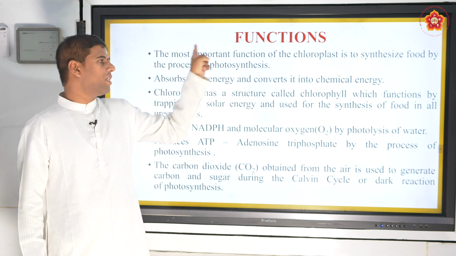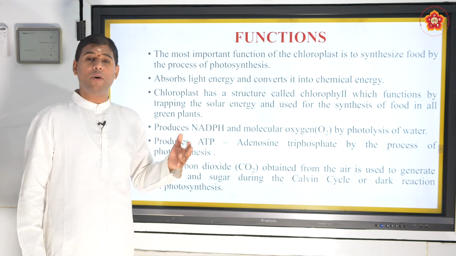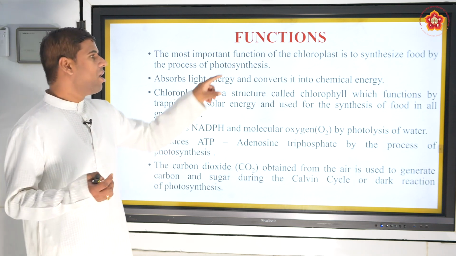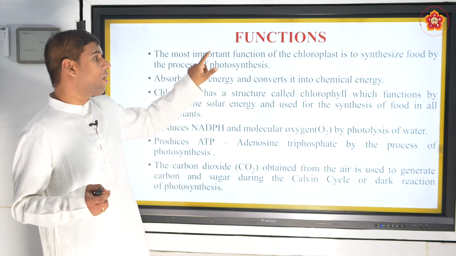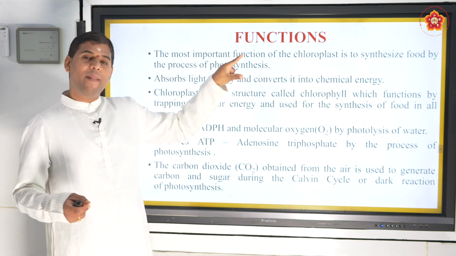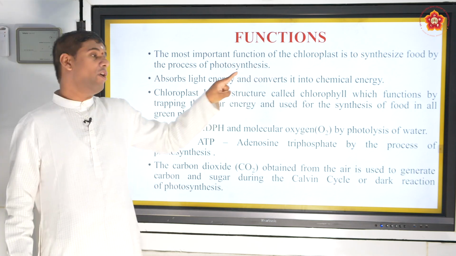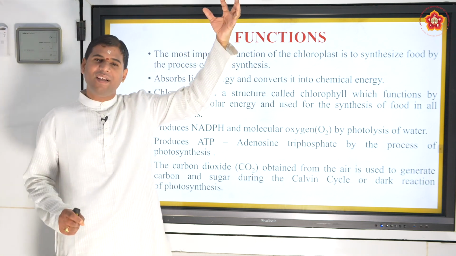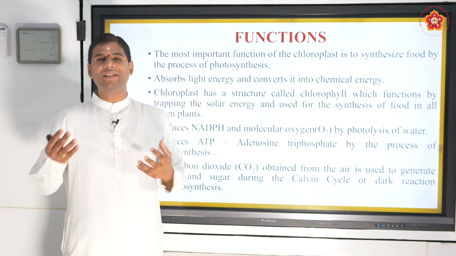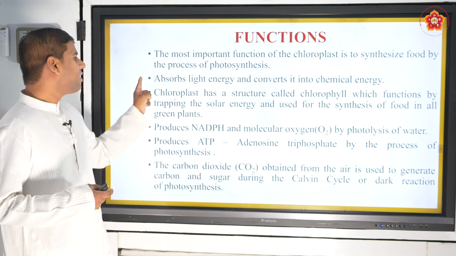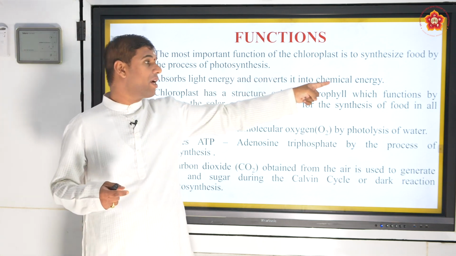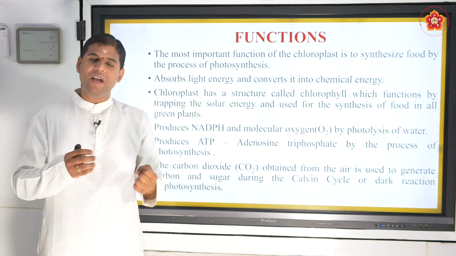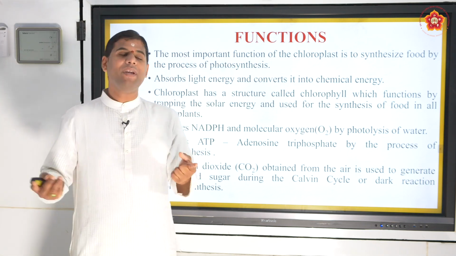By the process of photosynthesis. In the previous classes you saw what photosynthesis is: synthesis of food by the plant. The chloroplast is the most important here. Chloroplasts help to synthesize food by this process of photosynthesis, because of the sunlight that comes in. It absorbs light energy and converts it into chemical energy. So the sunlight energy you get, it absorbs that and converts it into chemical energy.